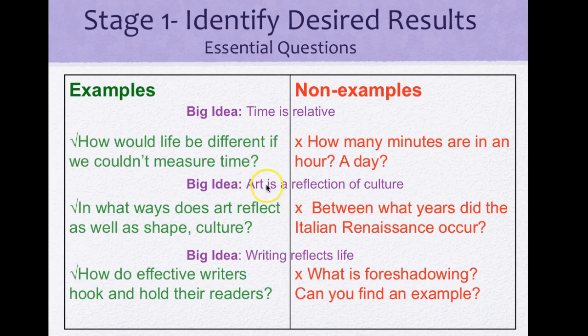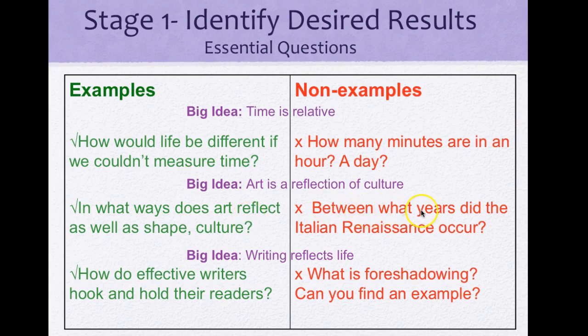The next big idea, art is a reflection of culture. An essential question would be, in what ways does art reflect as well as shape culture? This is a great question because it not only talks about the creative product, but the effect of the product.